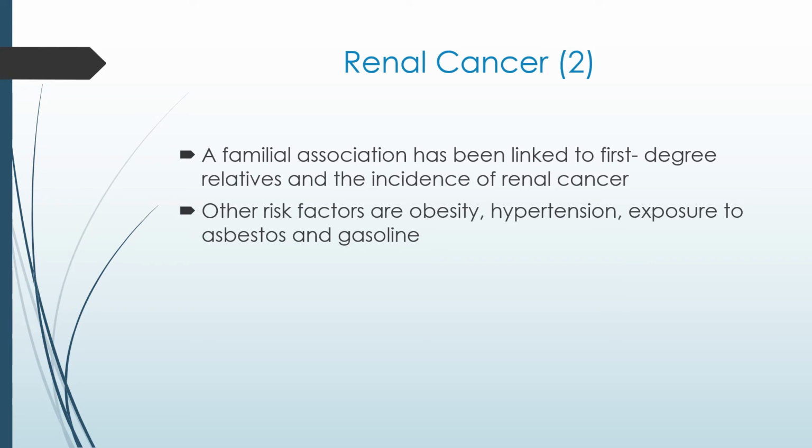A familial association has been linked to first-degree relatives and the incidence of renal cancer. So again, this goes back to obtaining that patient history and then that family history, because a lot of these disorders, a lot of these disease processes will travel in families. Other risk factors are obesity, hypertension, exposure to asbestos and gasoline. So that would be occupational, right? Work-related.